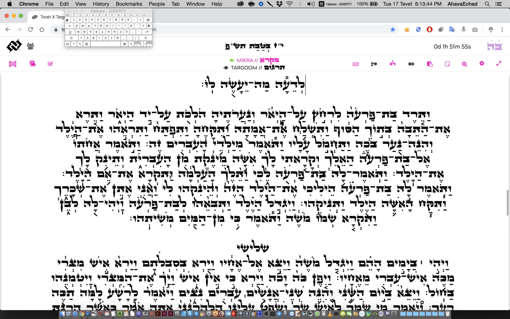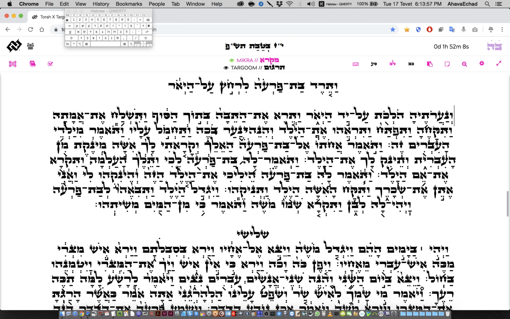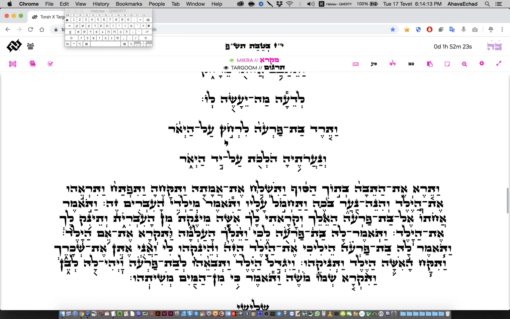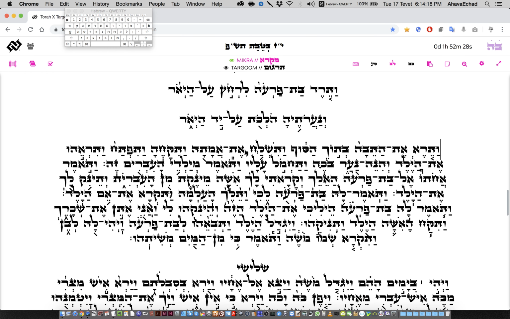ותרד בת פרעה לרחוץ על היאור. And she descended exactly at that time, of course, how perfect it works. The daughter of Paro to wash al hayaor, which is interesting, not beyaor. V'na'arotheha holchot al yad hayaor, to know the distinction between al hayaor and bayaor, as keter al roshi or beroshi, Rav Nachman points out, via Rav Ari Kaplan, that's all.